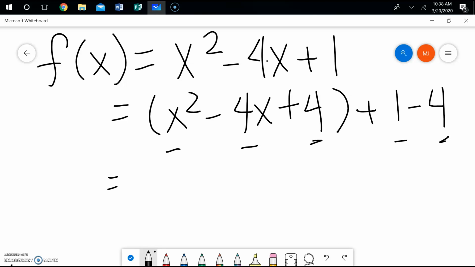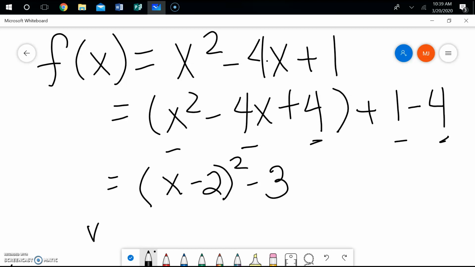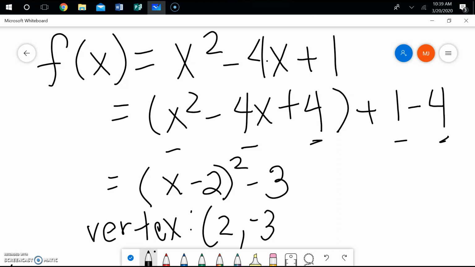The next thing I want to do is factor the x squared minus 4x plus 4, and that's going to be x minus 2 times x minus 2, or x minus 2 squared, and 1 minus 4 is -3. So now my equation is in vertex form. And now that it's in vertex form, we know that our vertex, based on the definition of vertex form, is (2, -3).